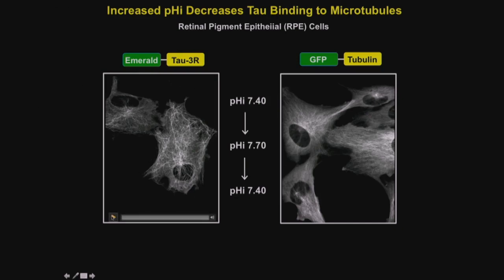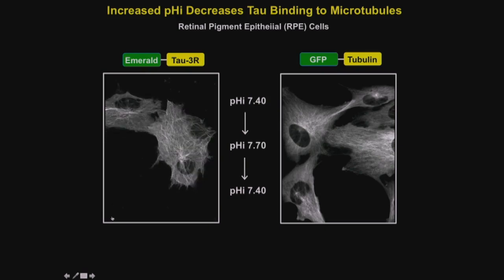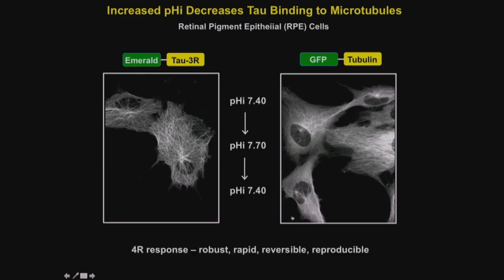Here it goes. Ready? You're going to see it. It's on, it's off, and it goes right back on. And then if we look at cells expressing GFP tubulin, we really don't see any profound effects. The microtubules aren't disassembling. So it really looks like tau is falling off.